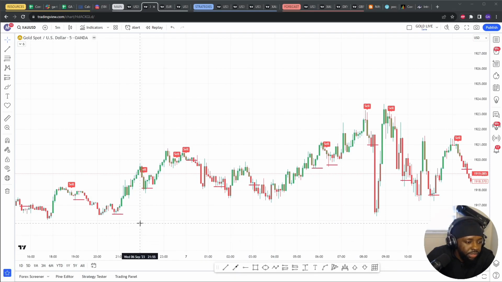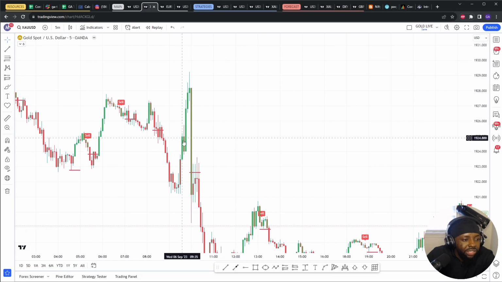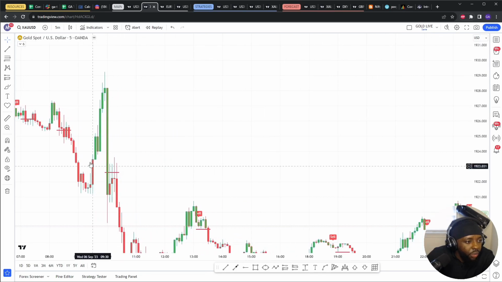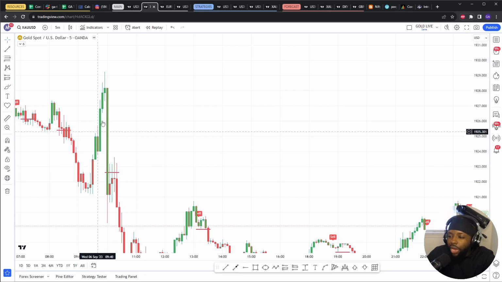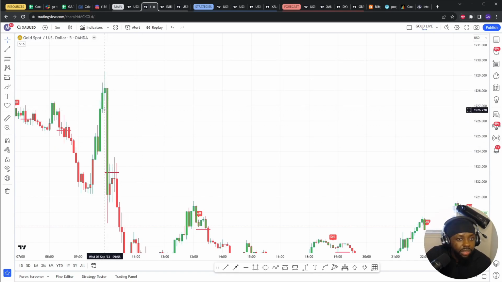Yes, Wednesday, September 6th, at around market open. So this was the trade right here. It looks like that SAR went away, but you can see this is the time right here. Sometimes when you have heavy moves, even though an SAR has been established, they might be taken out.